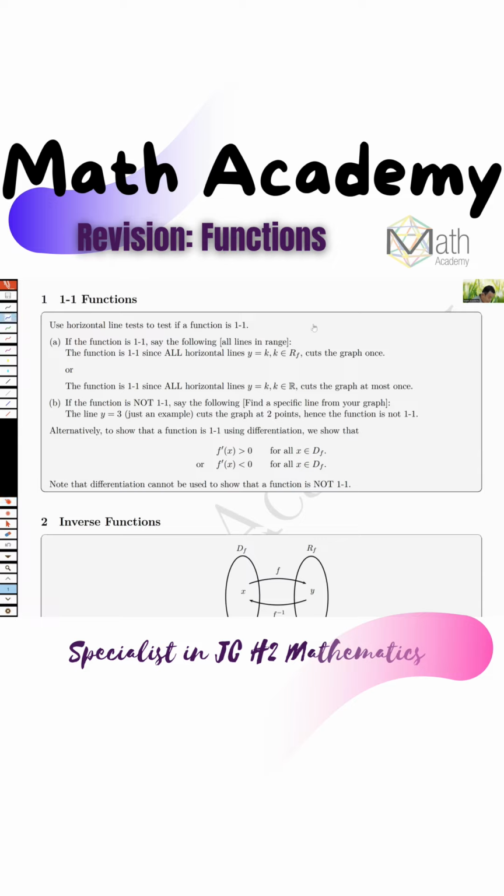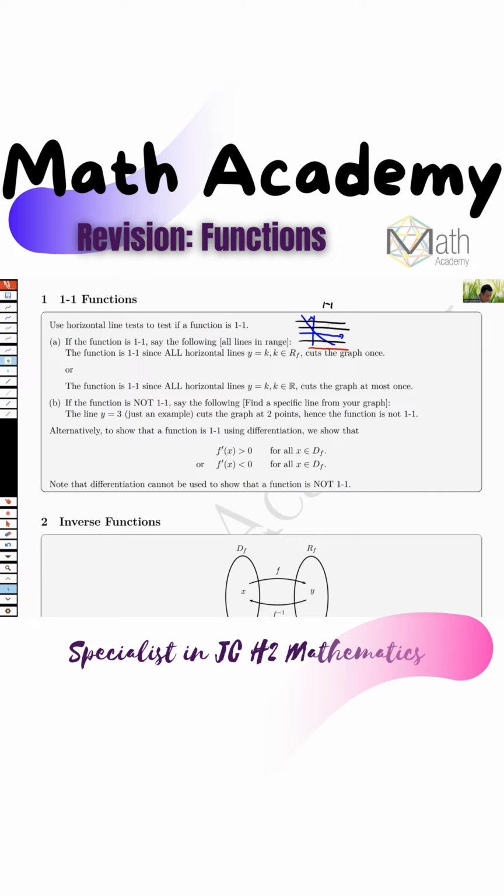Okay, one-to-one is like your graphs having only horizontal lines that cut only once. This is a one-to-one function. But one-to-one functions may also have horizontal lines that don't cut the graph at all because it's not in the range. So when you write out the phrases, make sure you are very careful.